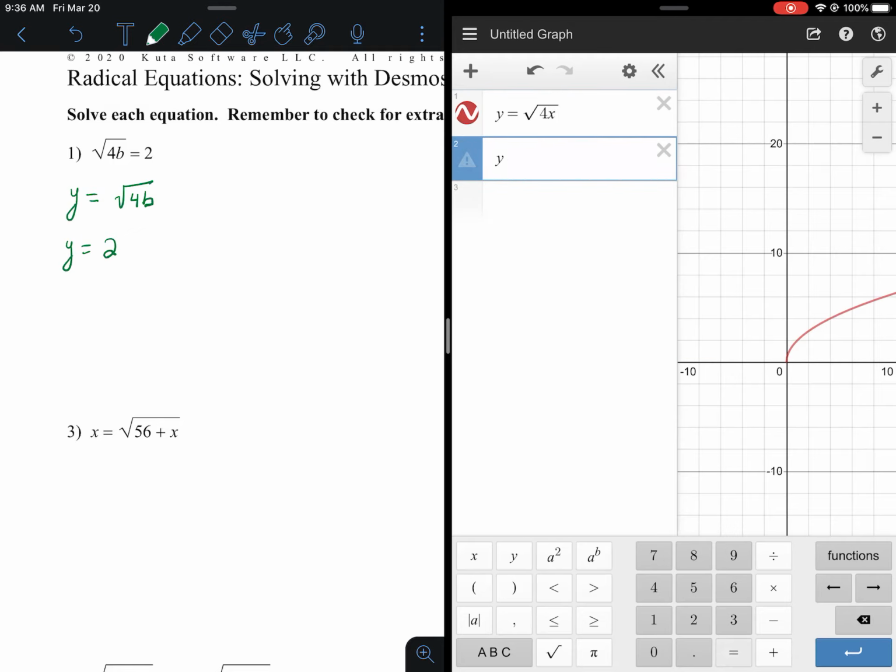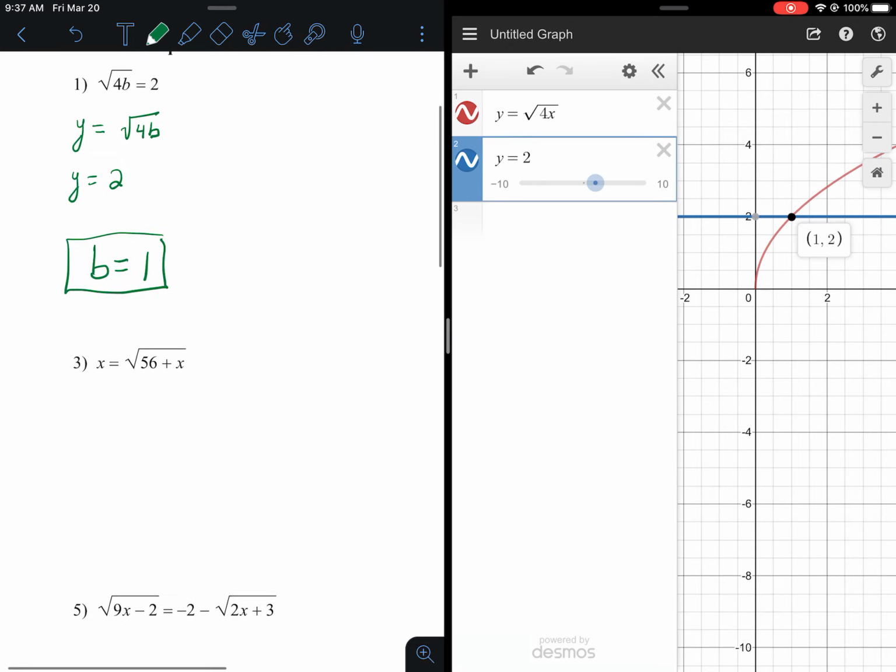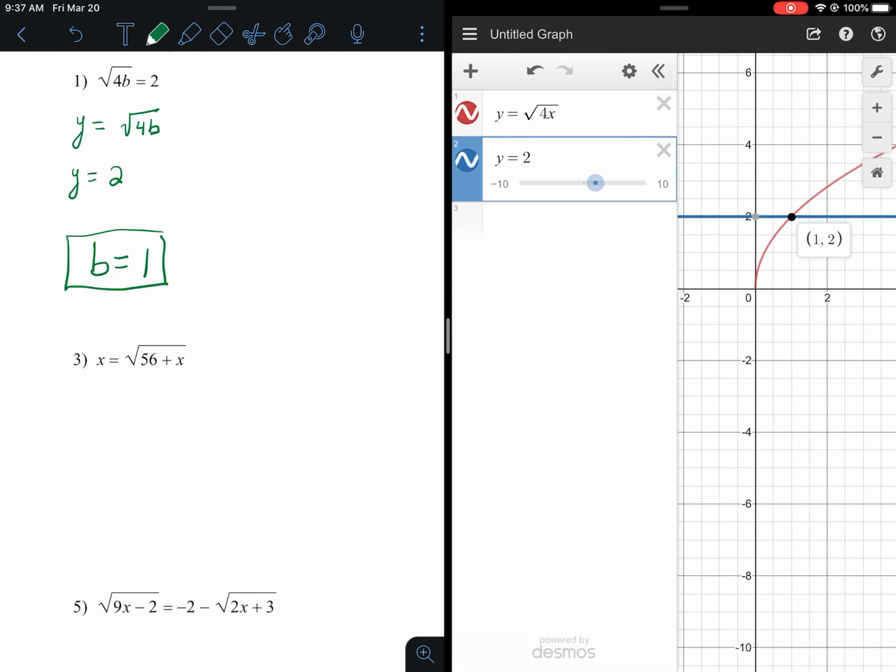So I could type in y equals the square root. I'm going to use x instead of b. And then I have y equals 2. I'm looking here for the point of intersection, and my answer is going to be the input, the x value here. So my answer is 1. So b equals 1. Done. All right, so we solved it via graphing.